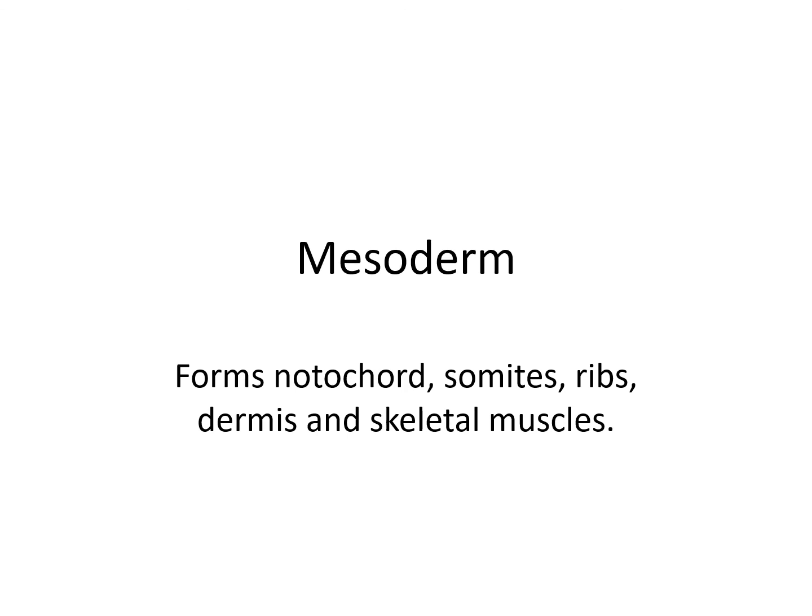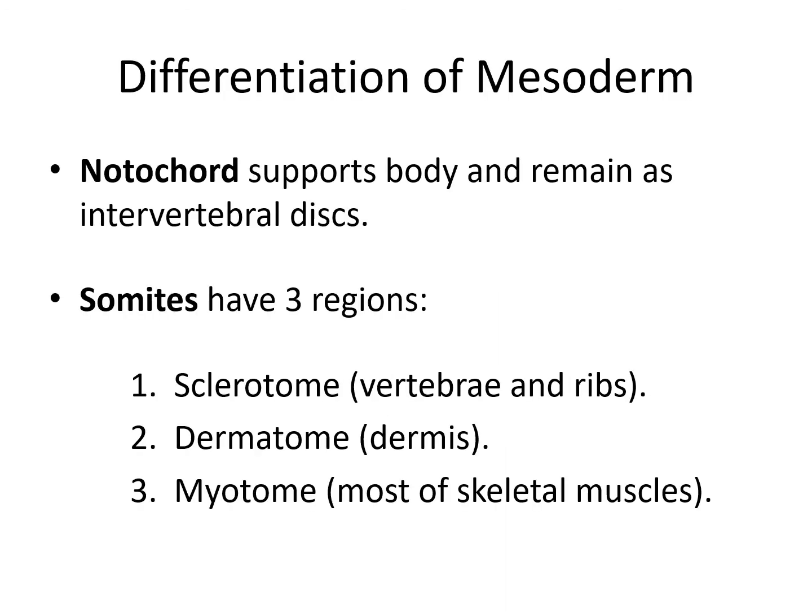Now, mesoderm forms the notochord, somites, ribs, the dermis, and skeletal muscles. Okay. Now, you might not have heard of the notochord before. The notochord supports the body and remains as the intervertebral disc in the future body. Of course, there are some primitive vertebrates that retain the notochord. Most vertebrates, the notochord will develop into another structure, such as here, the intervertebral disc.